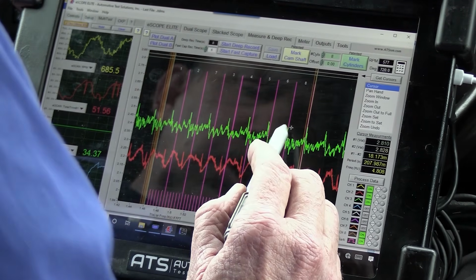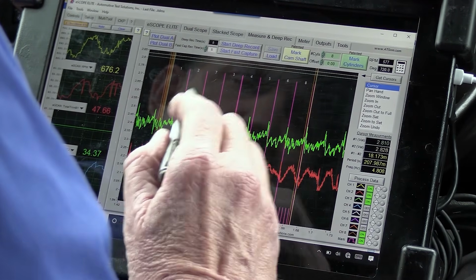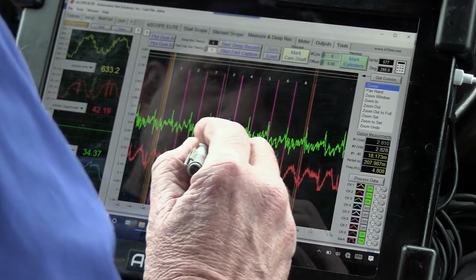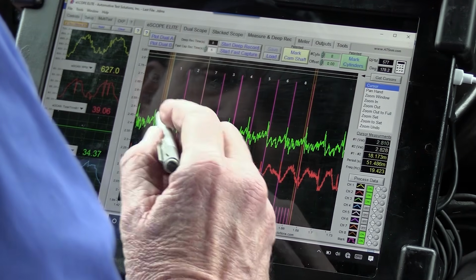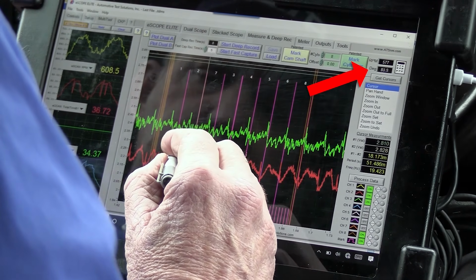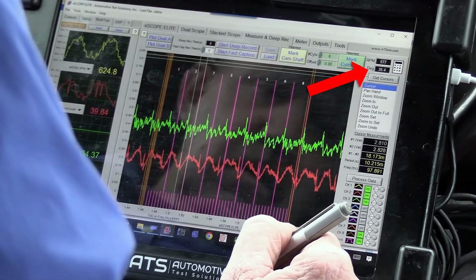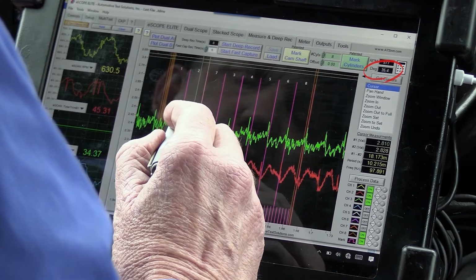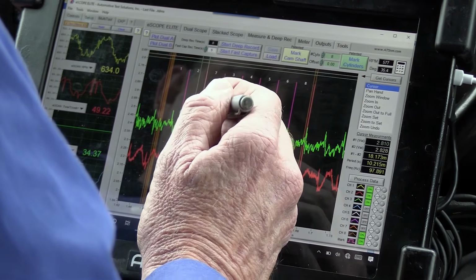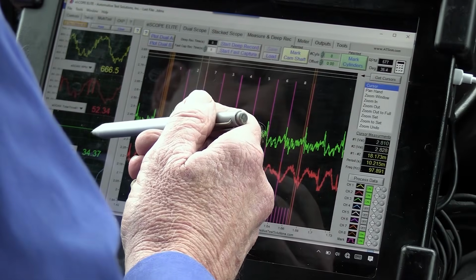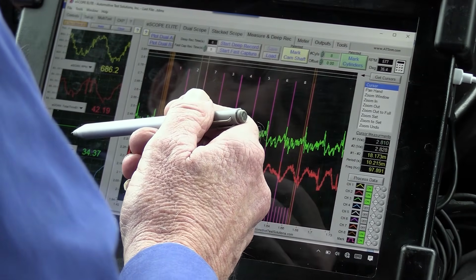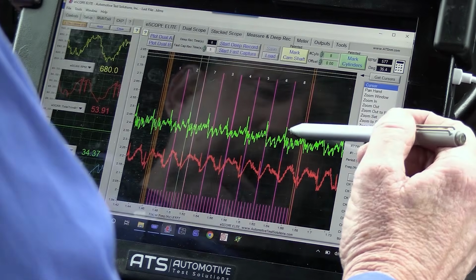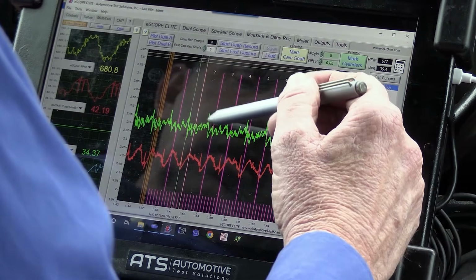We can see how you're real close here and you're real far away here. How far away are we there? So let's get the cursors and let's measure it. 35 degrees. That's 35 crankshaft degrees too early. If the waveform moves to the left, it's early. If it moves to the right, it's retarded or it's late. So you can see how these ones are all late and then they start getting earlier and earlier.